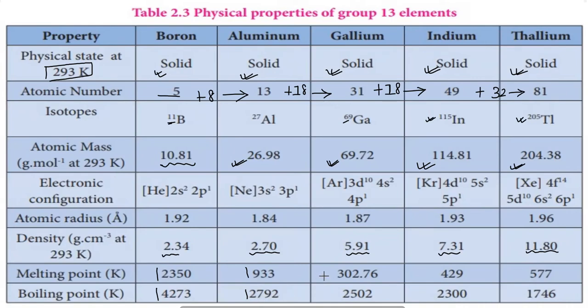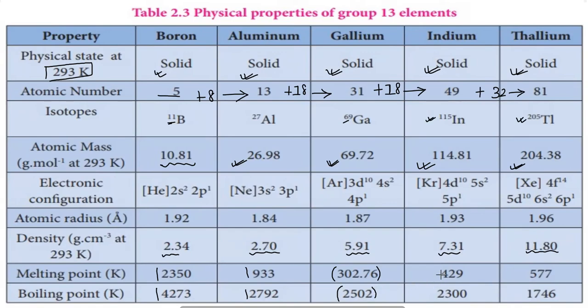Gallium has a much lower melting point than aluminium and boron, and it is one of the most easily meltable elements or metals present on the earth. So it can be melted at only 302.76 Kelvin, which means a little bit more than room temperature. Next is the boiling point, which is 2502 Kelvin.